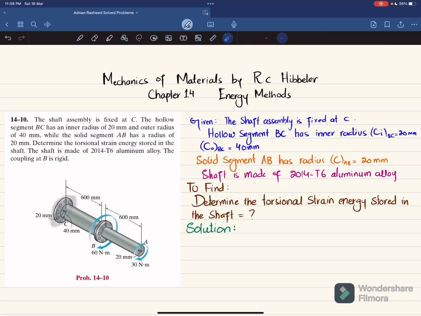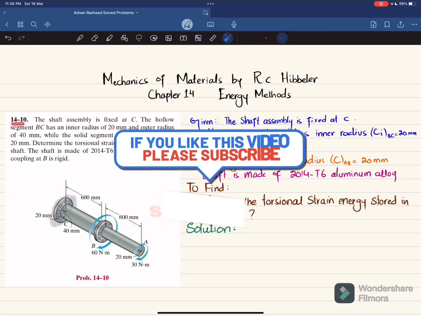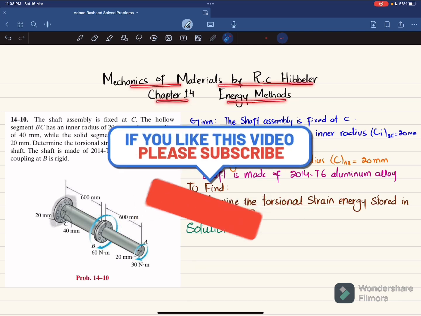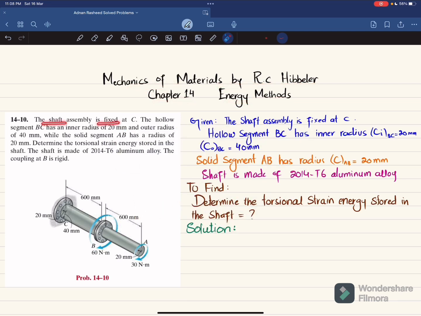Welcome back. In this video, we are going to solve problem 14-10, taken from chapter number 14, Energy Methods, and the book is Mechanics of Materials by R.C. Hibbeler. The statement is: the shaft assembly is fixed at C. The hollow segment BC has an inner radius of 20 mm and an outer radius of 40 mm, while the solid segment AB has a radius of 20 mm. Determine the torsional strain energy stored in the shaft. The shaft is made of 2014-T6 aluminum alloy. The coupling at B is rigid.